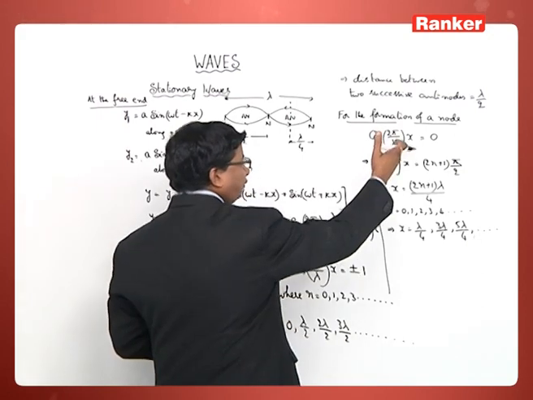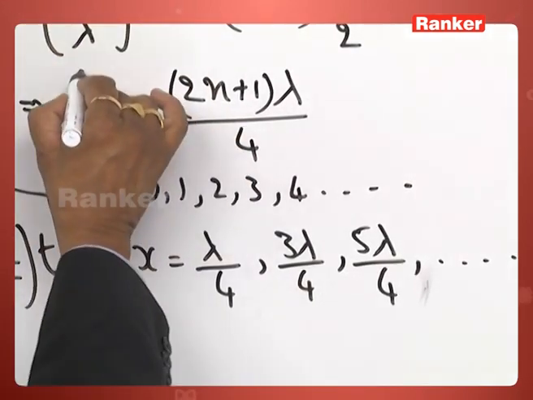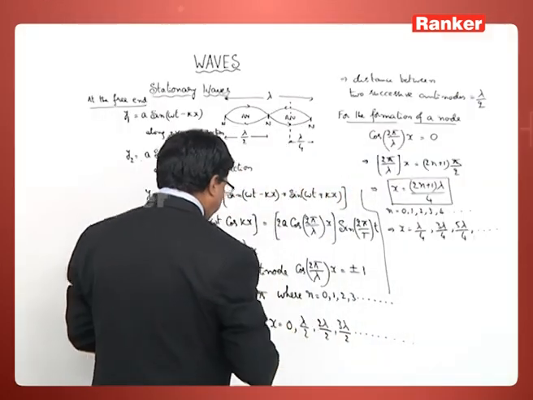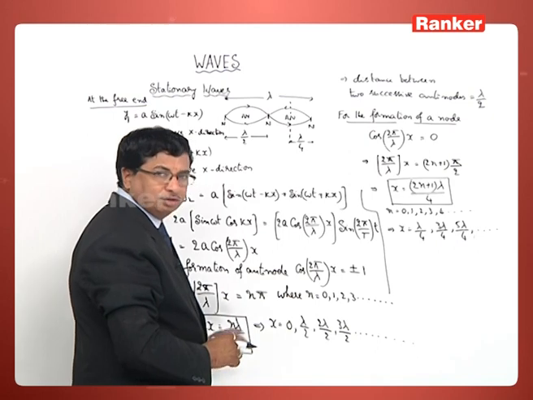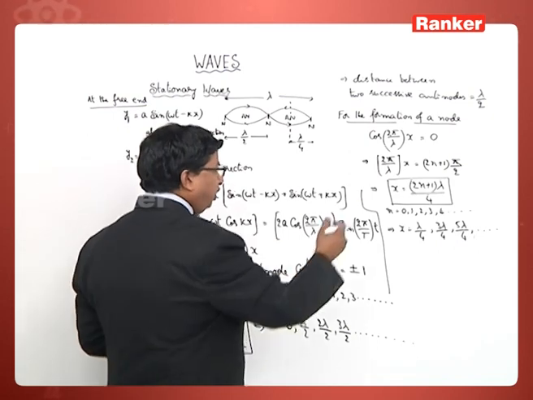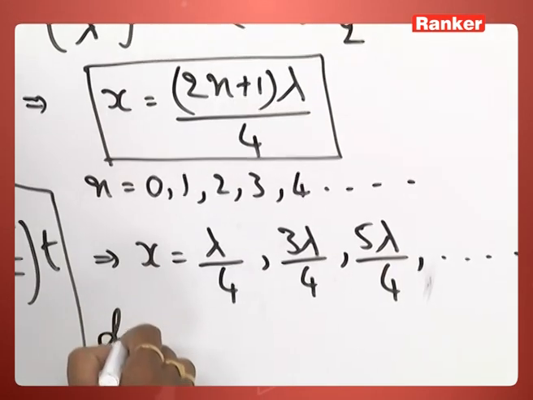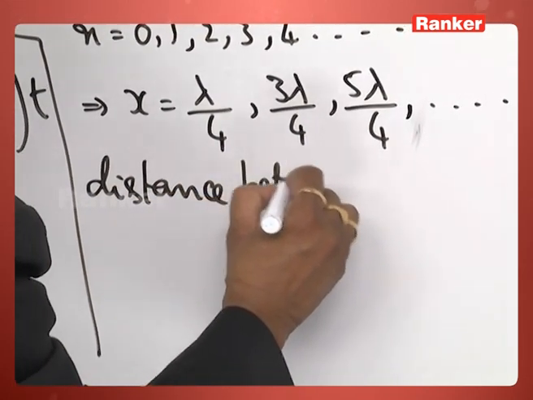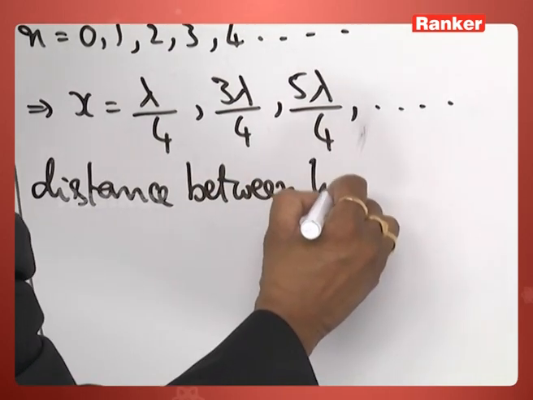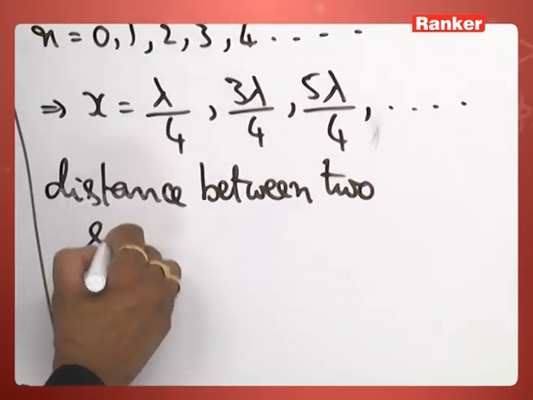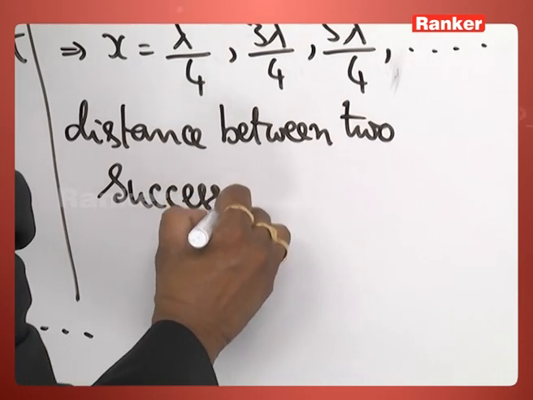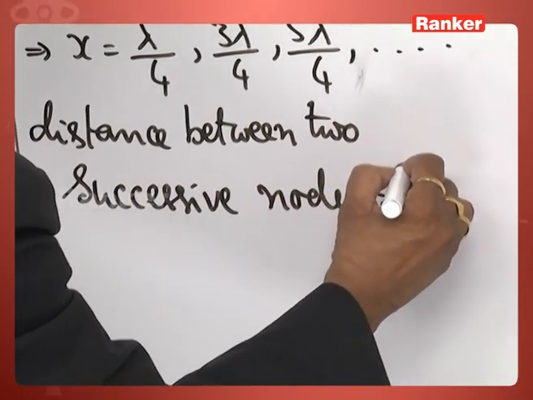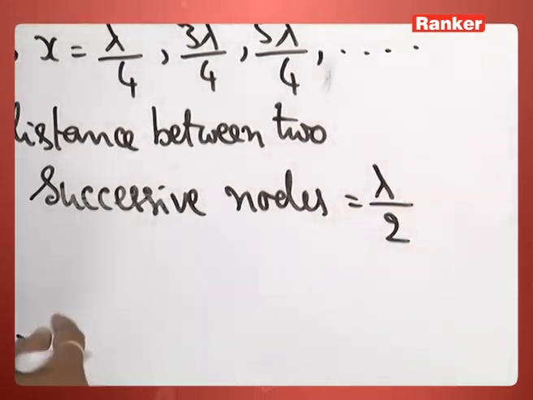So, what one should understand here: the condition for the formation of a node is this, and the condition for the formation of an antinode is this. One can understand even here what would be the distance between two successive nodes. That distance again is going to be lambda by 2.